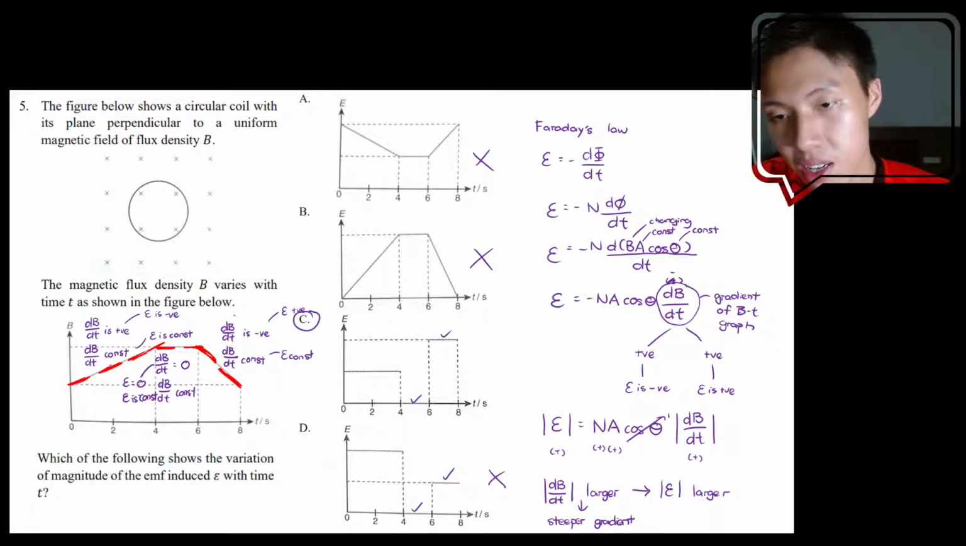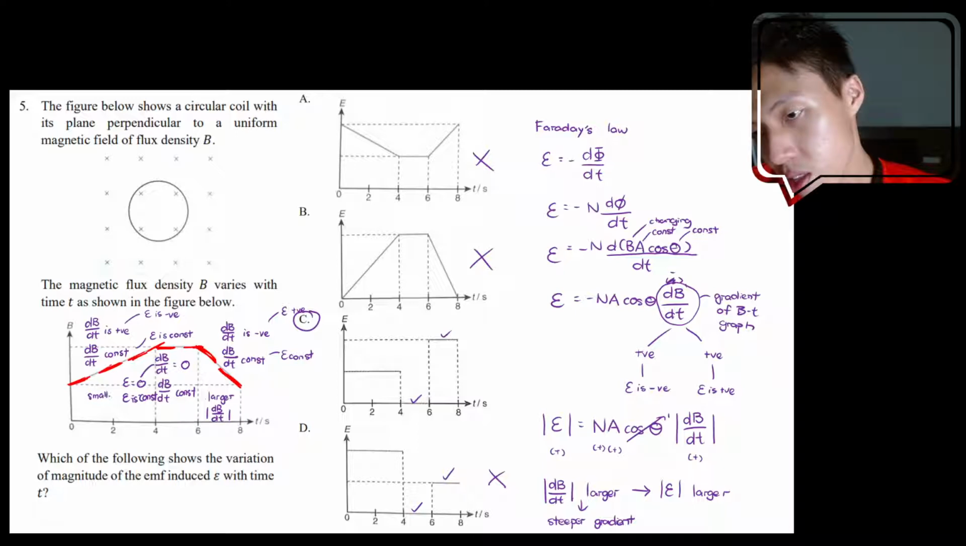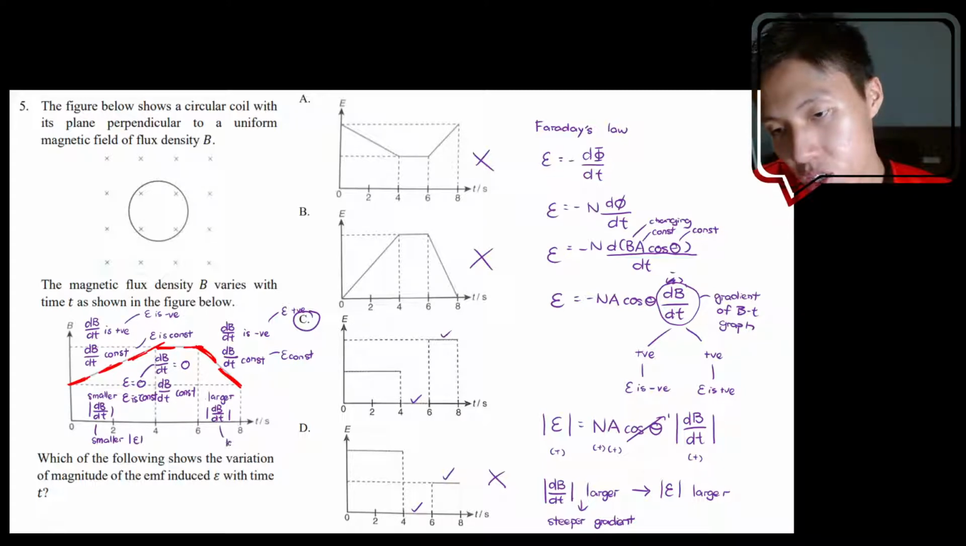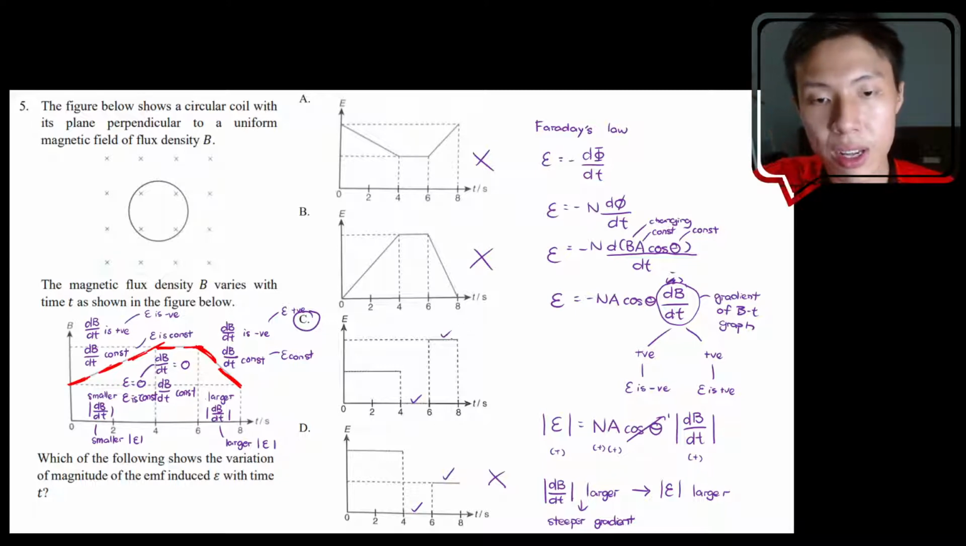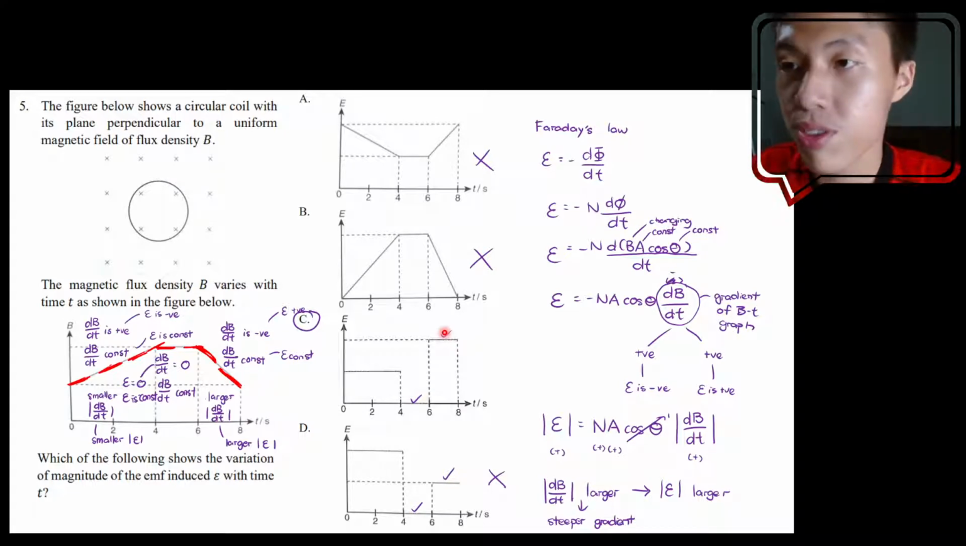Okay, you can say this one has a larger modulus of dB/dt. This one has a smaller modulus of dB/dt. That's why this one has a smaller magnitude of induced EMF. This one has a larger magnitude of induced EMF. Okay, that's how you arrive at answer C over here. So that's it for question 5. Let's move on to the next question.